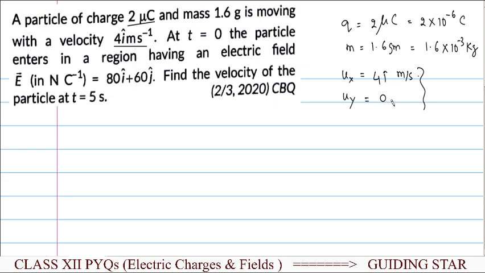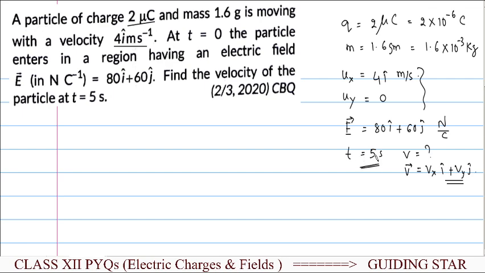Now at time t equal to 0, the particle enters a region having electric field. Electric field is given E equal to 80 i cap plus 60 j cap Newton per coulomb. So this is the electric field which is present in the xy plane. What it is asking: find the velocity at t equal to 5 seconds. So V equal to how much? You have to find velocity V in vector form, that is Vx i cap plus Vy j cap. That means we have to find the x and y components of the final velocity at t equal to 5 seconds.